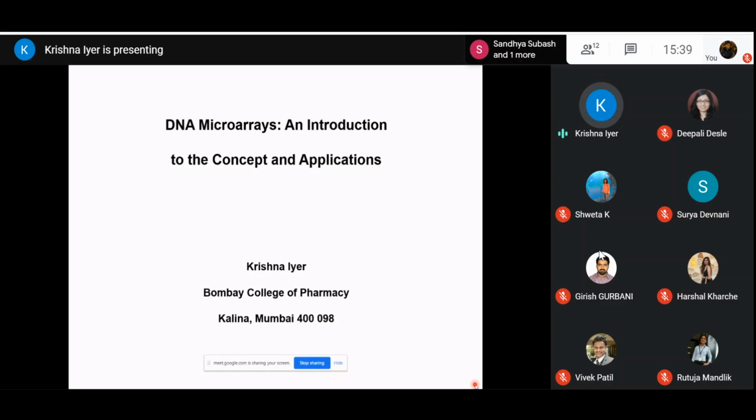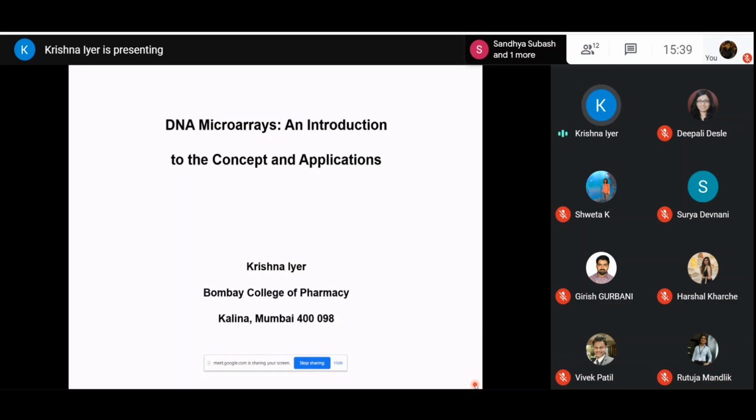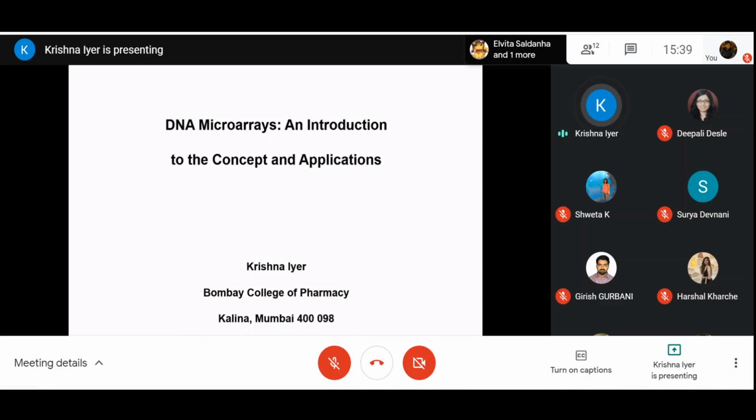This DNA microarrays, in terms of the concept of what these microarrays are and how they are applied. Okay, and although at first glance it might appear that it may not be of interest to us, it is of interest to us, as you will see a little later.